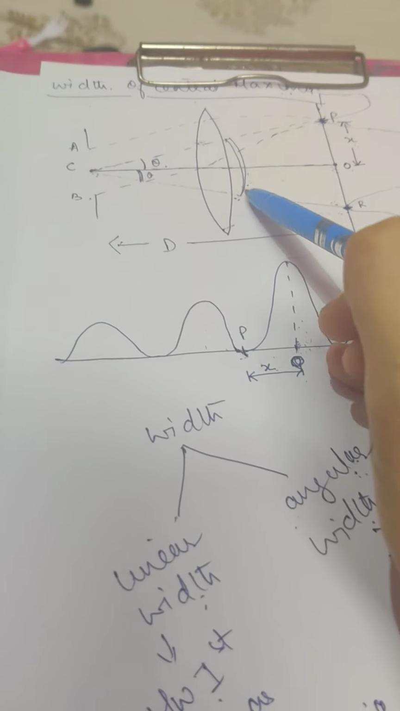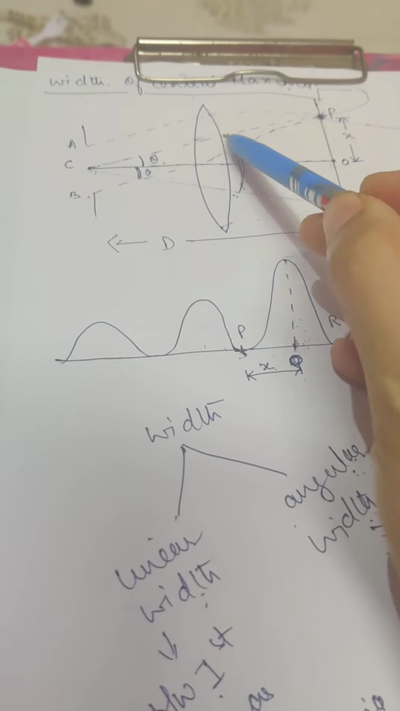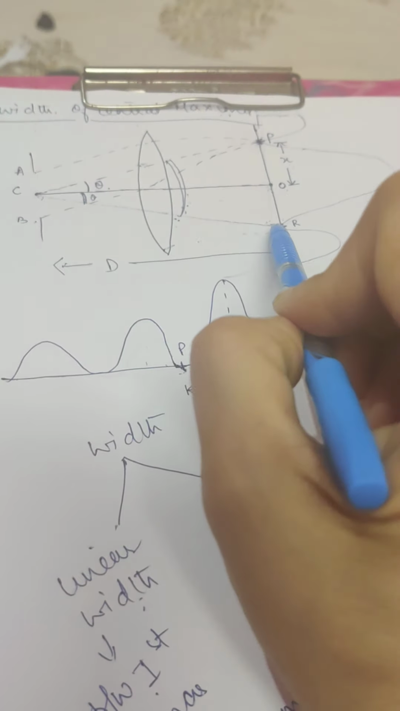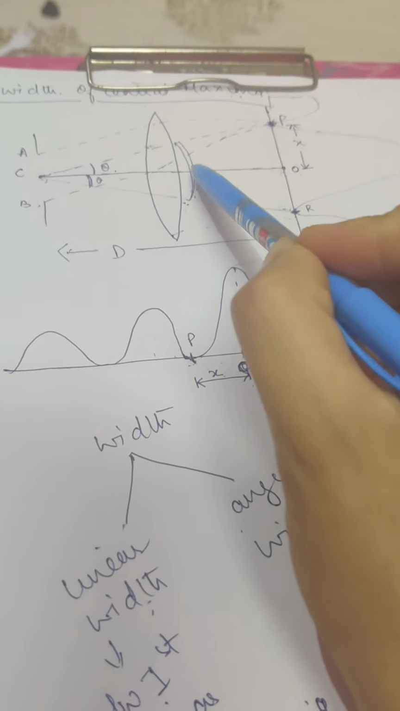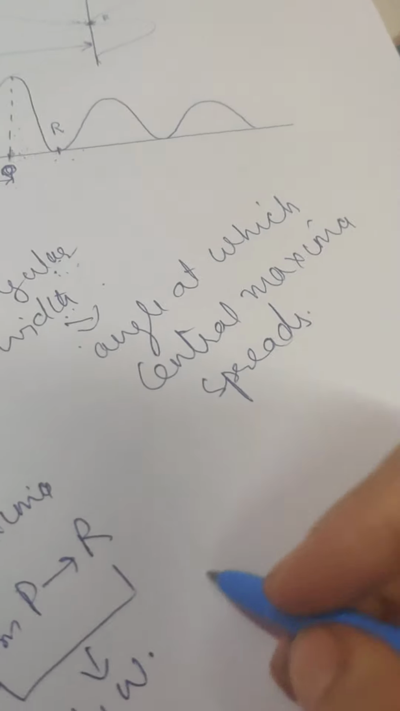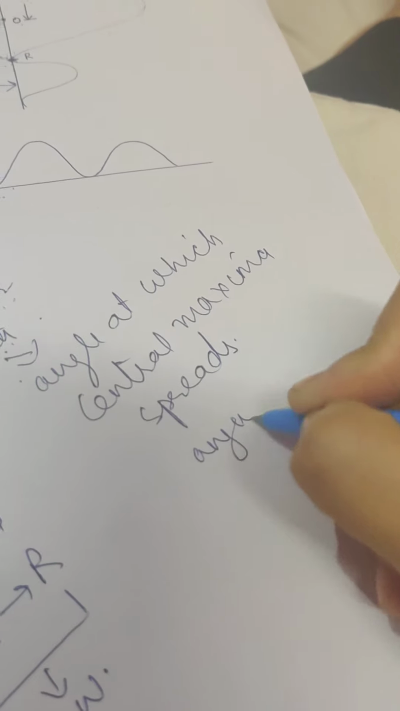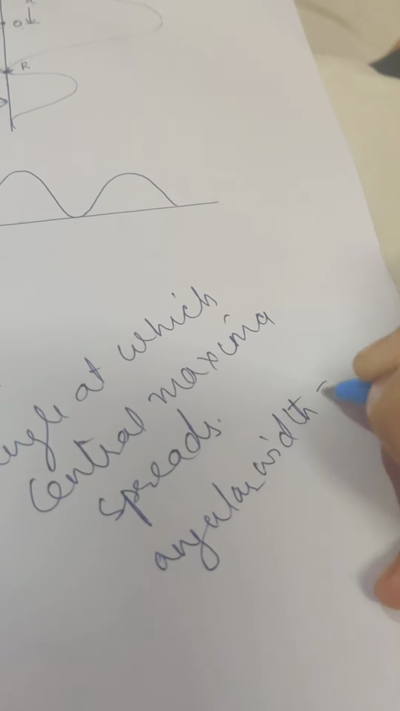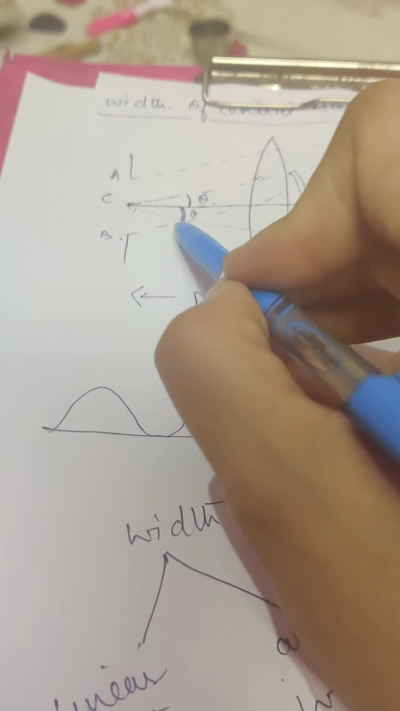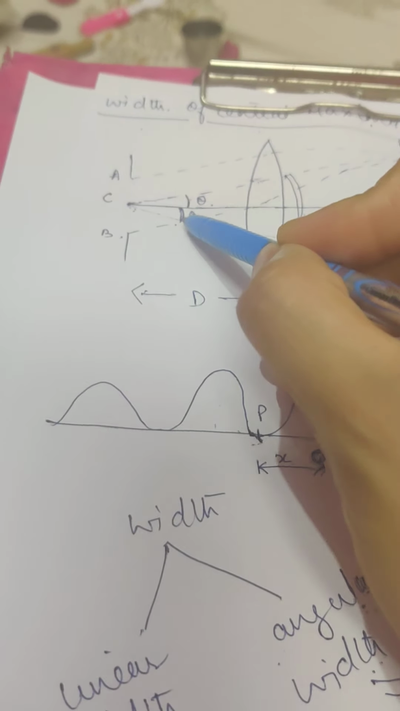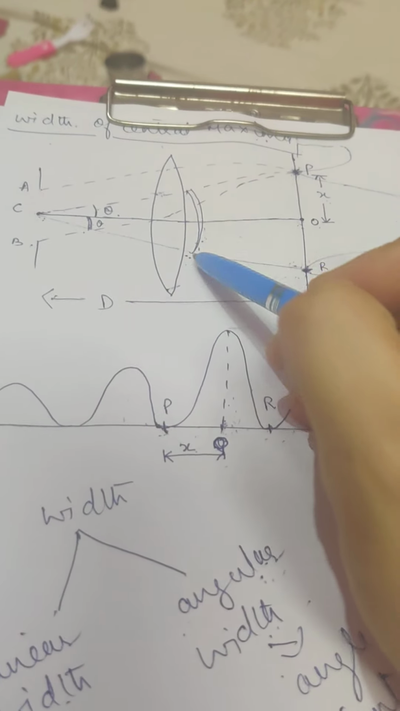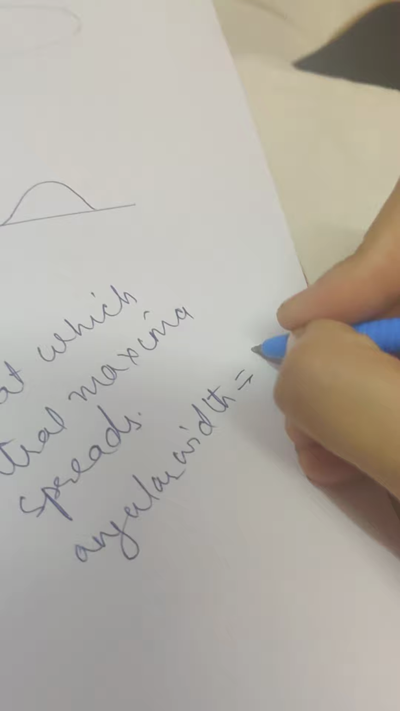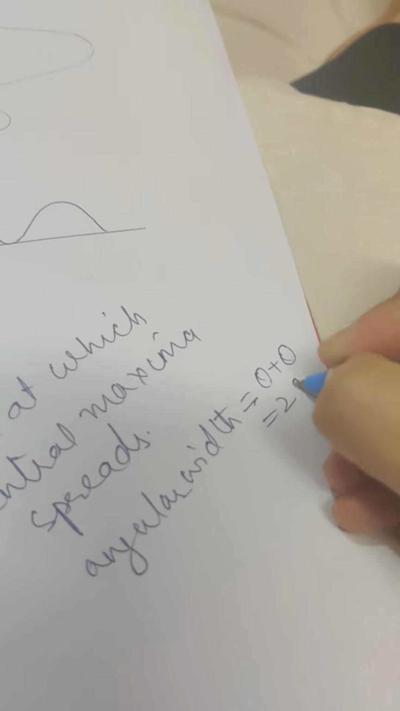Then if we have to find the angular width, if this whole is the angular width, because this whole is the spread of the central maxima, then my angular width is equal to this theta plus theta. When I combine both the angles, then I get the whole spread. Then angular width is equal to theta plus theta, which is equal to twice theta.